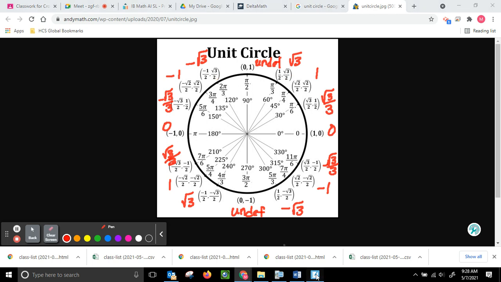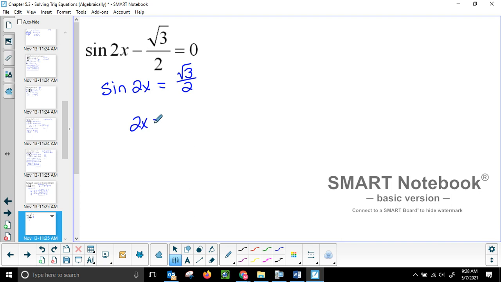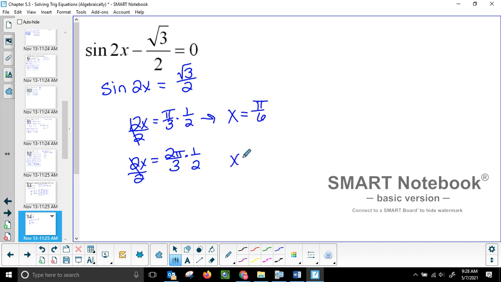3. So we say 2x is equal to pi over 3, and 2x is equal to 2 pi over 3. Now I can divide by 2, which of course is the same as multiplying by 1/2. That's going to give me x equal to pi over 6 here, and here x is going to equal 2 pi over 6, which is pi over 3. Now we want to figure out, what is my period?